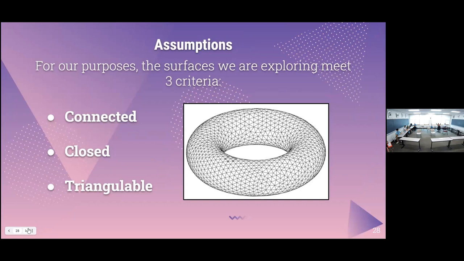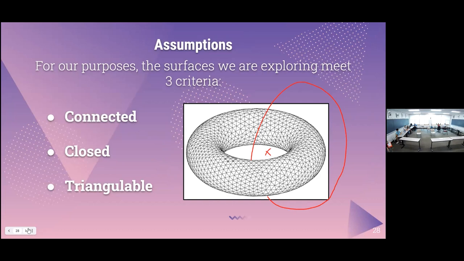So for our purposes, the surfaces we're exploring meet 3 criteria. Connected. A connected surface is a surface from any point of which a continuous path can be drawn to another point without crossing its boundary. Since the surface is one continuous piece, 2 tori interlocked together would not be an example.